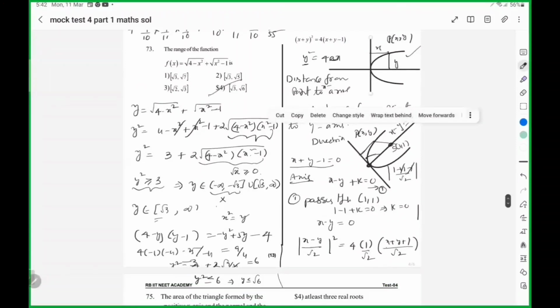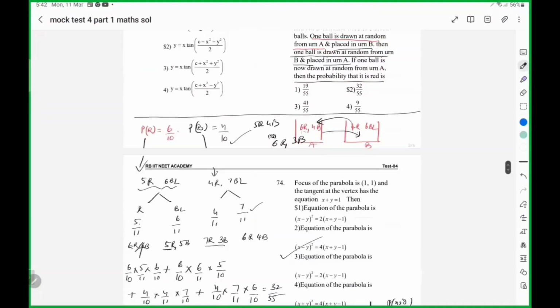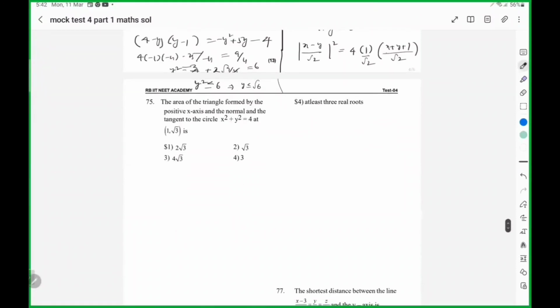I think here it is x minus y root 2 get cancelled out. 4 times x plus y minus 1. So the area of the triangle formed by positive x-axis and the normal and the tangent at where he drawn the tangent. So this point here is 1 comma root 3.